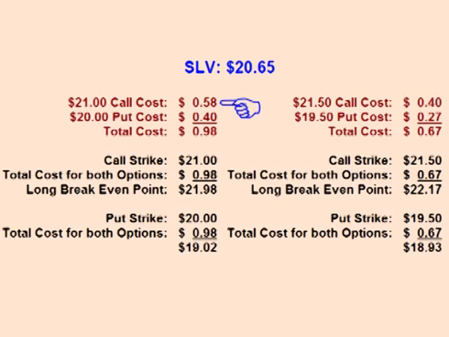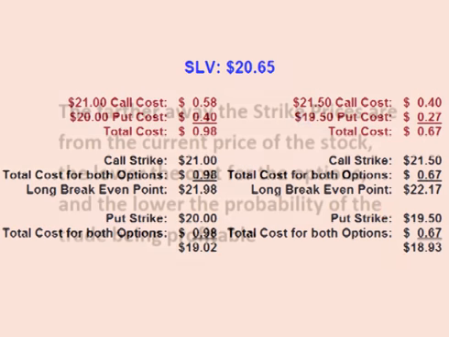Comparing the two examples for a strangle. If the trader buys the $21 call and the $20 put, the total cost is higher at 98 cents, but the price of SLV does not have to make as much of a move for the trade to be profitable, so there's a higher probability that the trade will make money. If the trader buys the $21.50 call and the $19.50 put, the total cost is lower at 67 cents, so this strangle costs about 1/3 less up front than the other example, but the price of SLV has to move more for the trade to be profitable, meaning that there is less probability that the trade will make money.